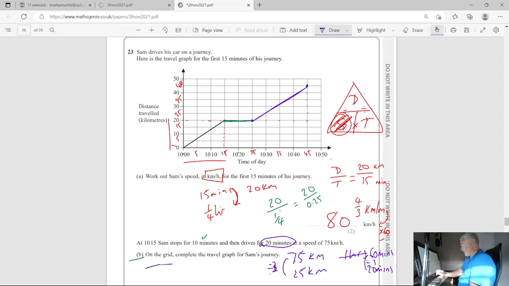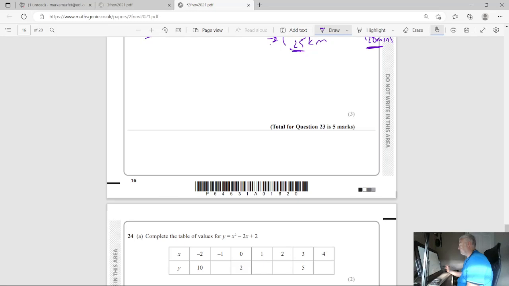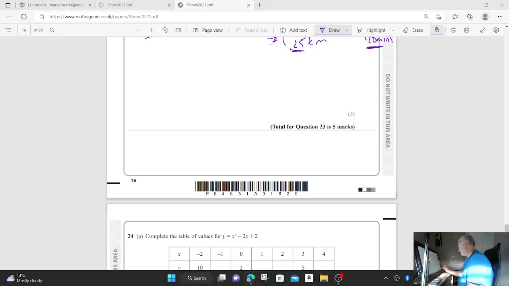So the whole of this bottom bit is just trying to draw that on that grid. We've gone 5, 10, 15, 20 minutes away, so it's going to be somewhere on this line here. And then we just have to work that out. 20 minutes is 1/3 of an hour, divided by 3. 25 is 1/3 of 75. Okay. Question 24.